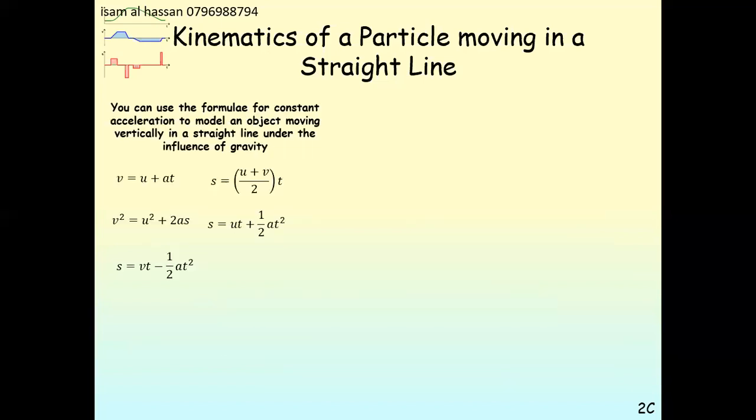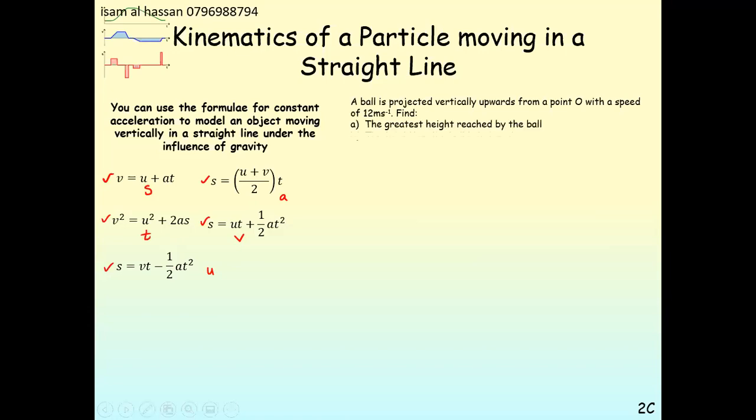We have those five SUVAT equations. This is the first, second, third, fourth, and fifth. In the first, there is the letter s, as you know. In this one, the acceleration is not there. In another, v is not there, t is not there, and u is not there. So it depends on what is not given in the question. We can choose the suitable rule.